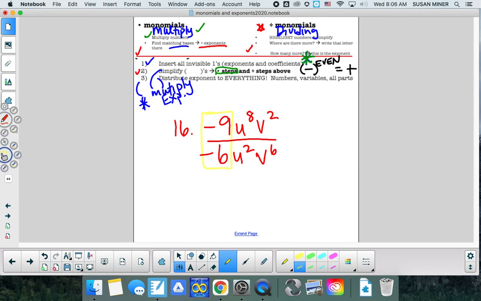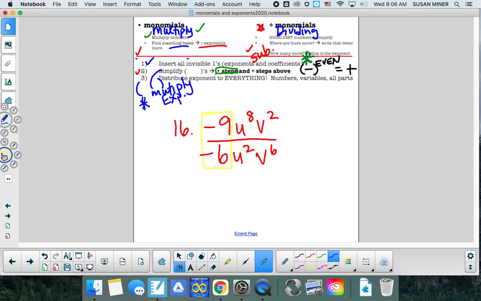And as soon as we start doing exponents, because I'm subtracting my exponents, one of the most common errors that I see students make is they subtract the 9 and the 6. But remember, this is division.